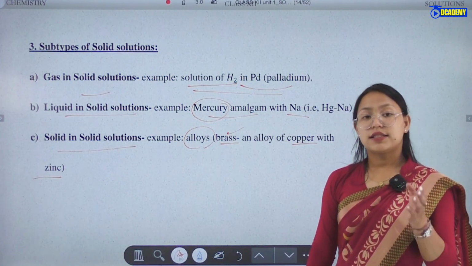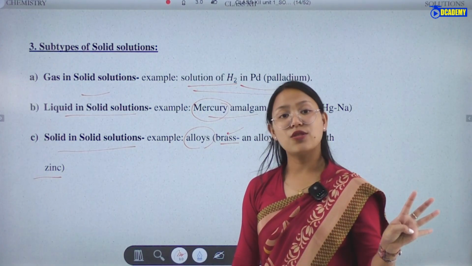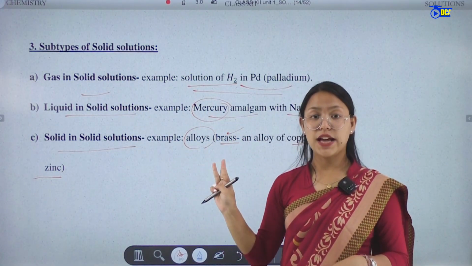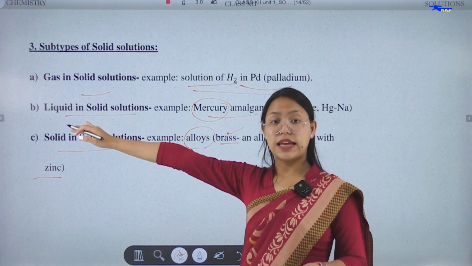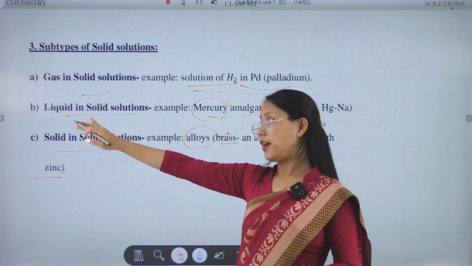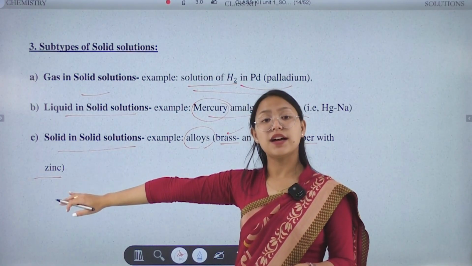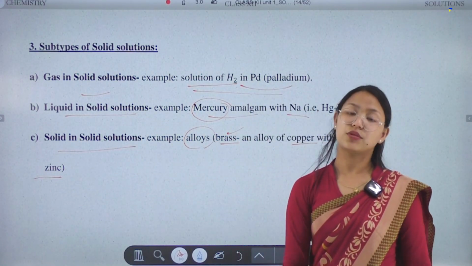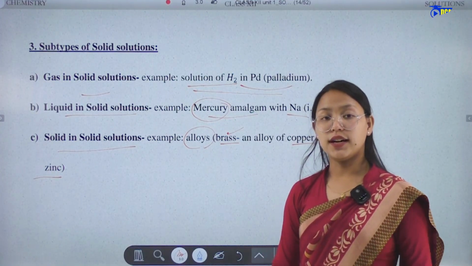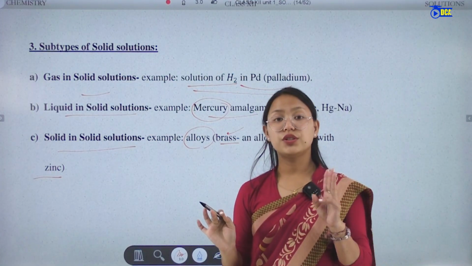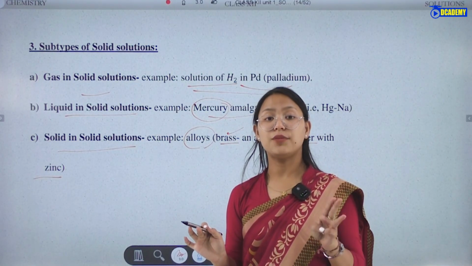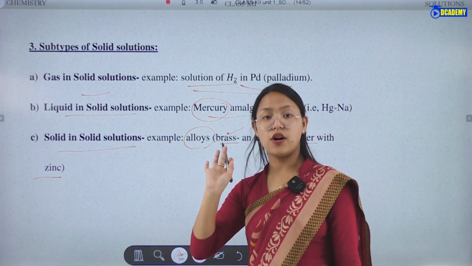So similar to that of the gaseous solutions and liquid solutions, solid solutions also have three subtypes. These three subtypes are gas in solid solutions, liquid in solid solutions, and solid in solid solutions. So here we have already come through three types of solutions having three subtypes of solutions each of them.